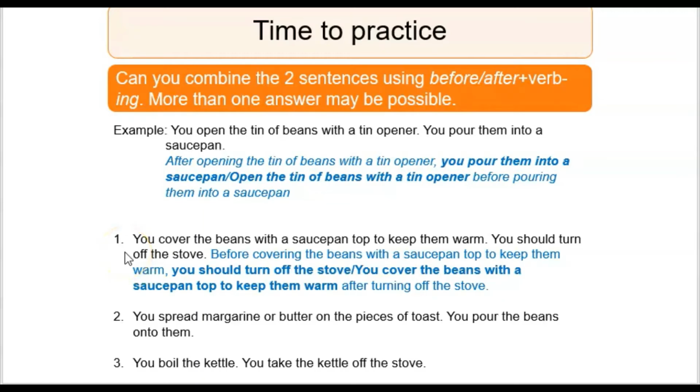Okay, so let's take a look at number 1 now. So you cover the beans with a saucepan top to keep them warm. You should turn off the stove. Okay, so one way would be before covering the beans with a saucepan top to keep them warm. Right, so before verb ing, covering, comma, you should turn off the stove. And this part you emphasize. This is your emphasis. Okay, or the other way is starting with the clause, you cover the beans with a saucepan top to keep them warm. That's your emphasis. No comma, after turning off the stove.